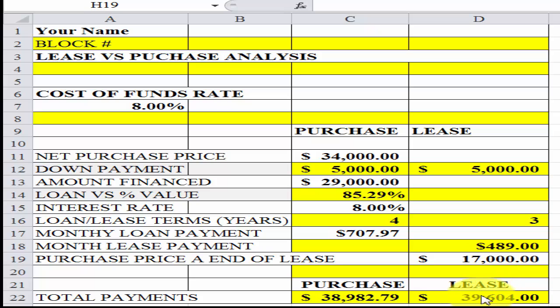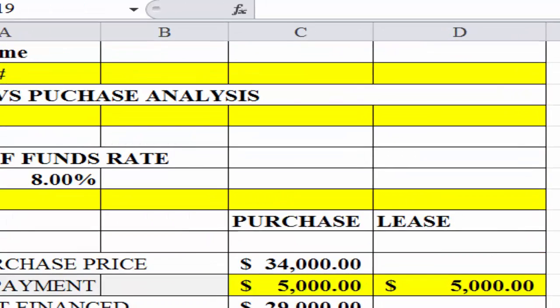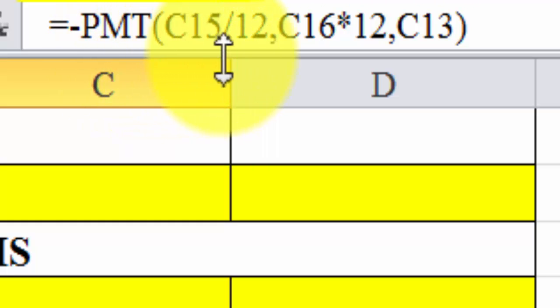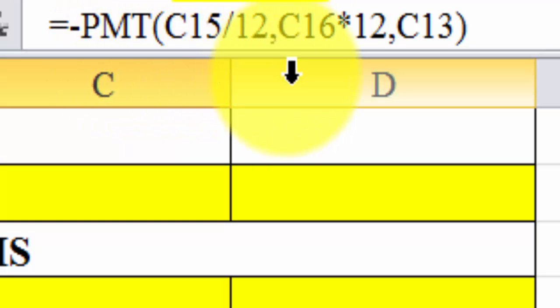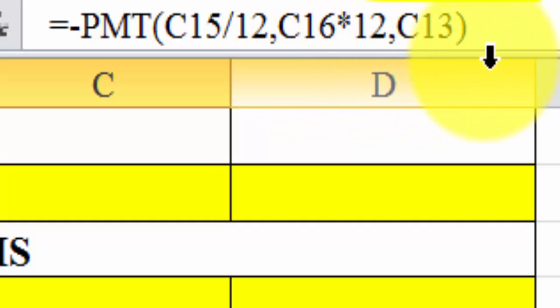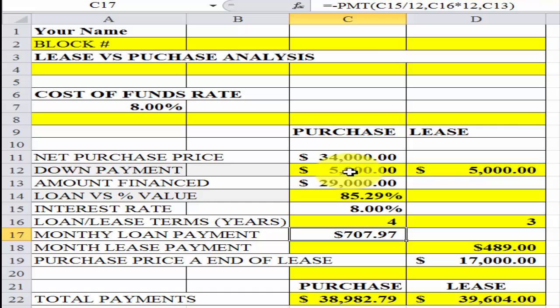Okay? So, now some of these figures you have to realize are going to be important that you're able to type them in. Okay? Here's one right here. Now, I provided for you the equation on your sheet. Equal sign, negative, payment, left parenthesis, C15 divided by 12, comma, C16 times 12, comma, C13. And these are in reference to all of your numbers that you have present there.